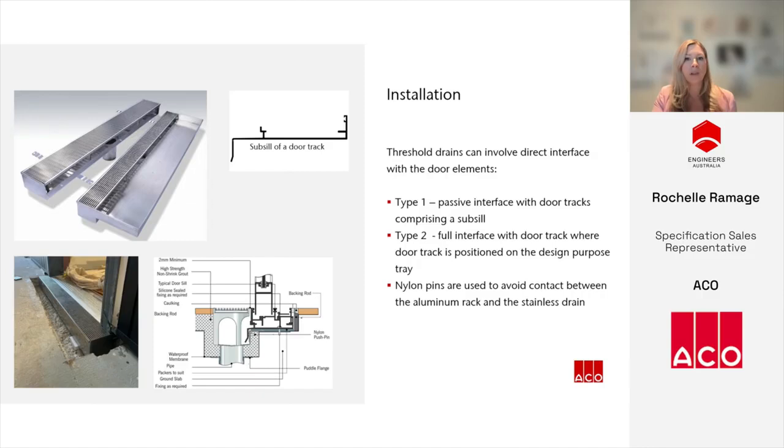For some door types, threshold drains will have direct interface with the door elements. There are 2 types of designs. Type 1 is where the drain has a provision to accommodate the subsill of the door system. This is used for door sills that have a subsill. Type 2 is where the entire door track is positioned into a purpose-designed tray which forms part of the drain. This is shown in the installation drawing. This type of threshold drain can accommodate doors with sills only, or with a sill and subsill. To avoid galvanic corrosion, nylon pins are used to stop the aluminium track and stainless drain from making contact.